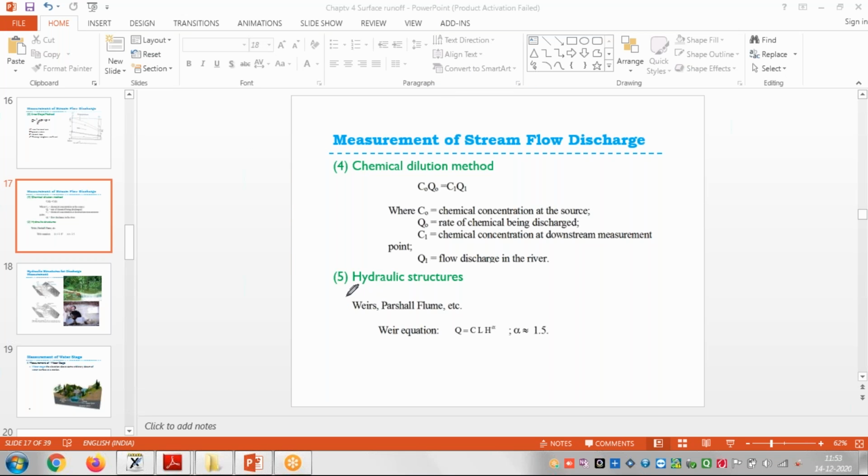Now another method is the hydraulic structure method. This method is generally very related to us. If we see this method, we measure the discharge at some river or some artificial canals. Here I will tell you some more things about this in some detail.